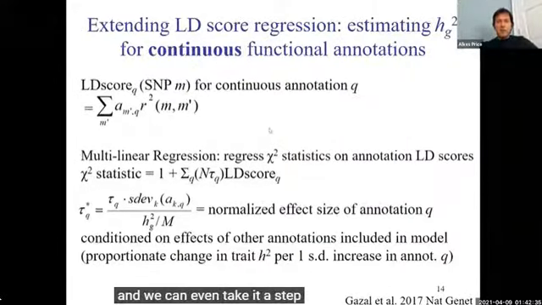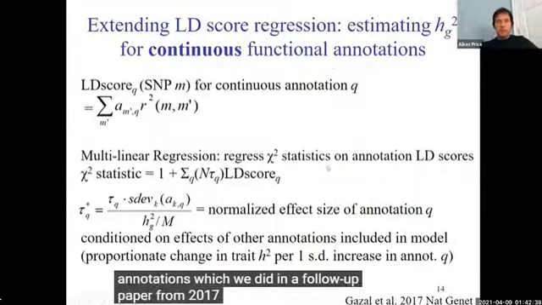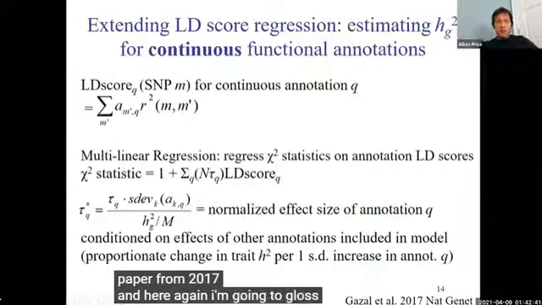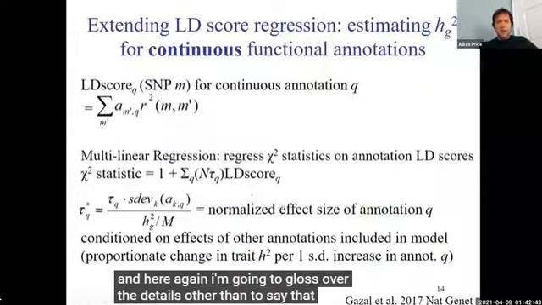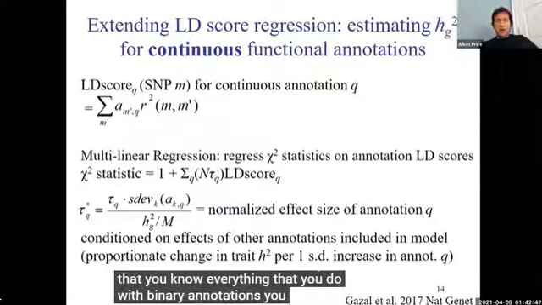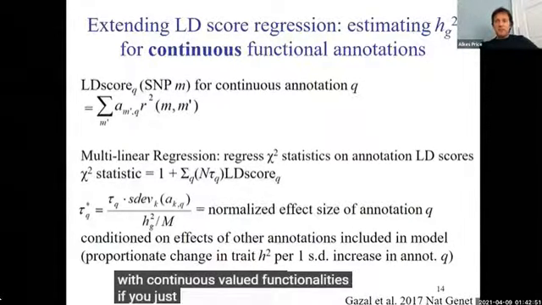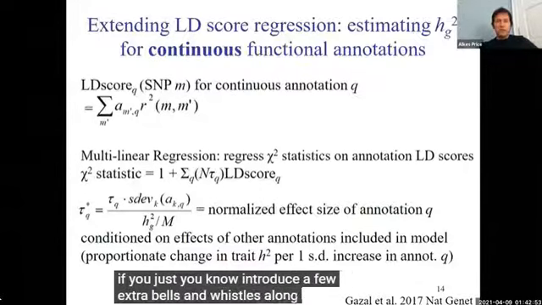And we could even take it a step further and look at continuous functional annotations, which we did in a follow-up paper from 2017. Here again, I'm going to gloss over the details, other than to say that everything you do with binary annotations, you can pretty much do all the same math with continuous valued functional annotations if you just introduce a few extra bells and whistles along the way.